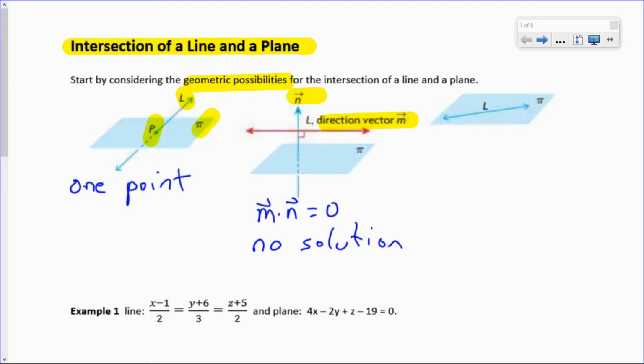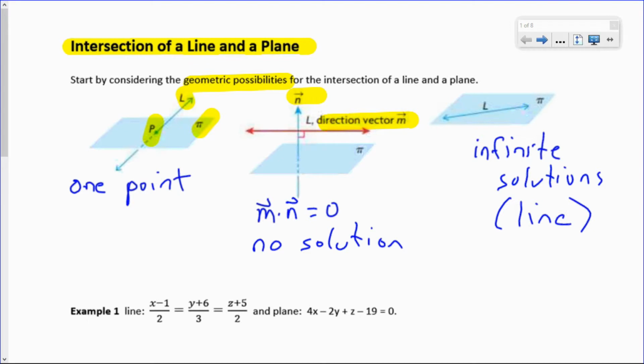And then the third possibility, and the last one here, we have a line that's in the plane. And so there's an infinite number of solutions, or infinite number of points of intersection. And the line itself is, in fact, the intersection. So in this case, if m was the direction vector of that line, m dotted with n would still be equal to 0. The line's still parallel to the plane. It's just in the plane.